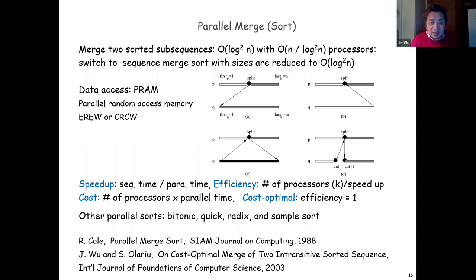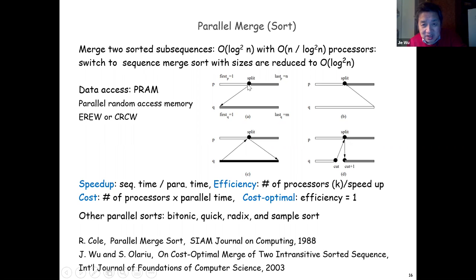But let's focus on how we do this parallel merge. Suppose you have lots of machines and lots of workers available, but you have only two sorted strings. How can we do that? The idea is, again, divide and conquer. How do you do divide and conquer? You pick the middle element of the first sorted string, in this case, a P. Then it depends on the value.